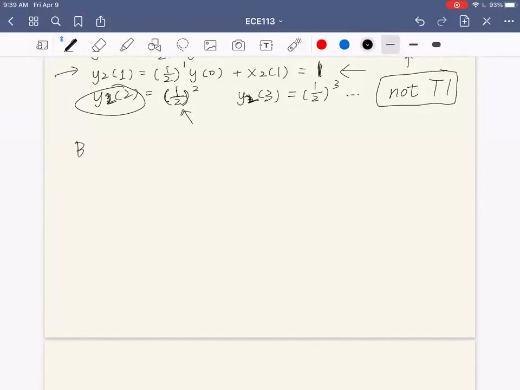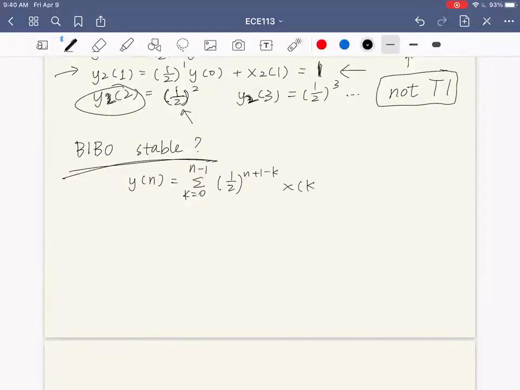So the third challenge, is it BIBO stable? How can we determine that? So recall the definition of BIBO stable. It says, when the input is bounded, we get the output bounded as well. That is to say, we still need to write y of n in terms of x of n, right? And recall what we said about y of n. If we write it down in terms of x of n, we get this, right?